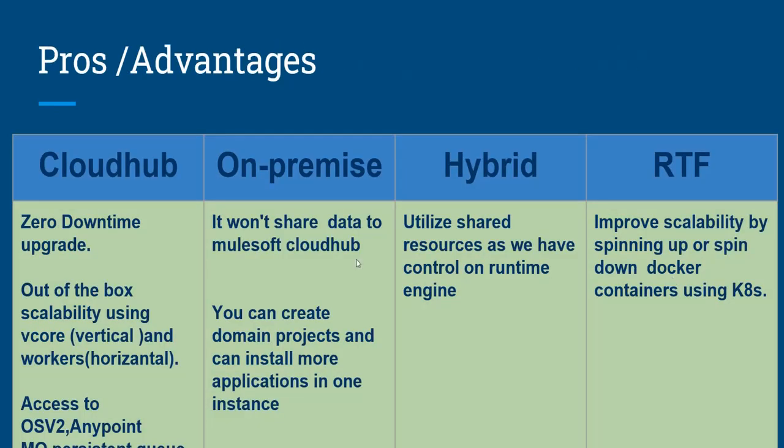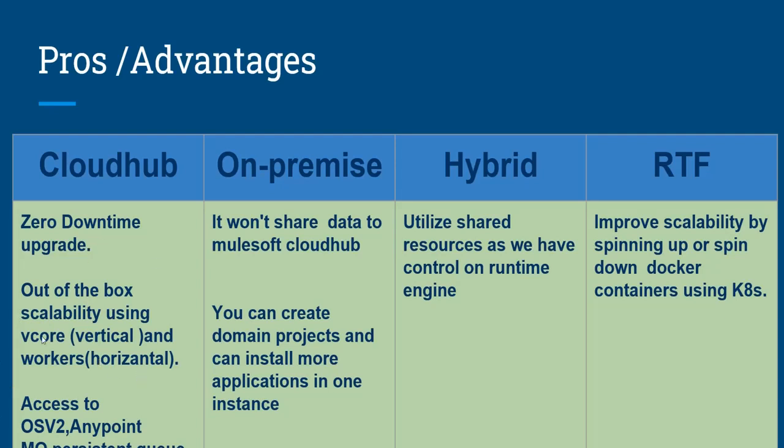So we have discussed all the things, right? Now we'll segregate the advantages and disadvantages of these different models. In the Cloudhub model, we can see zero downtime upgrade, because if MuleSoft releases any new patches or new updates for the server, it is done automatically by MuleSoft. Our application will not go down during that time. We need not do anything, so it is a zero downtime upgrade.